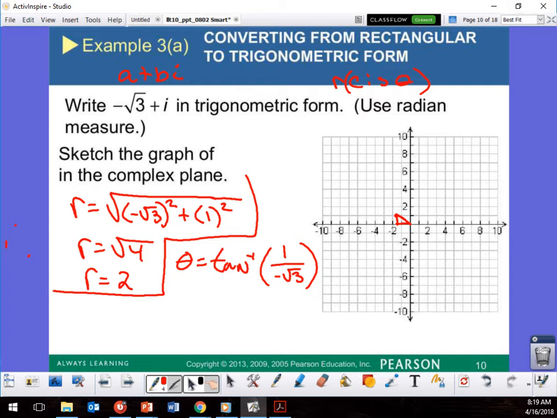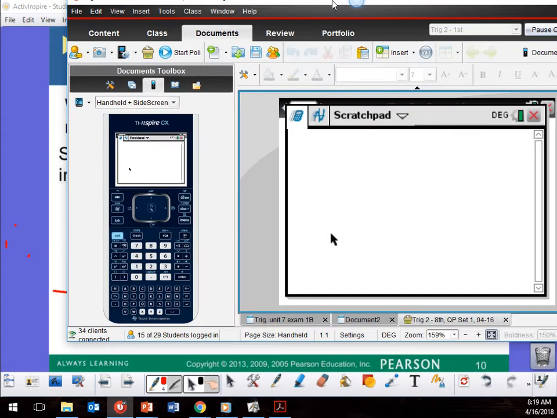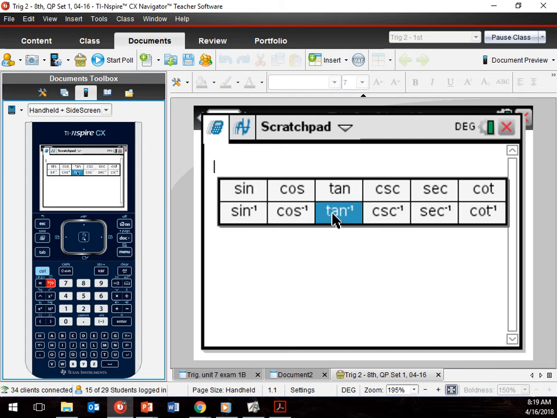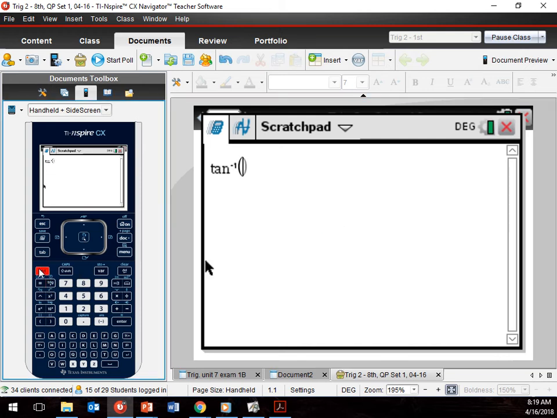I got something totally different. So hold on real quick. Right here, inverse tan. Oh, that's why. Negative 30.